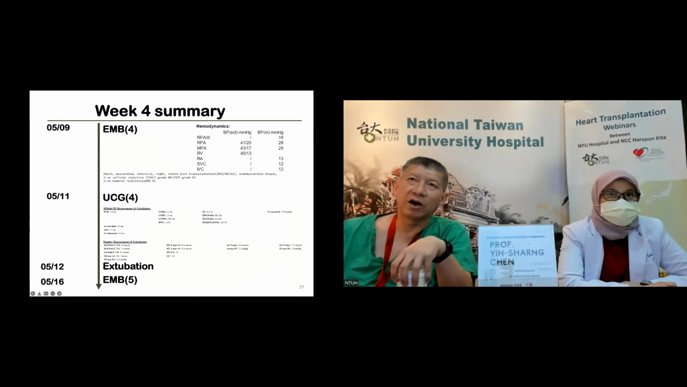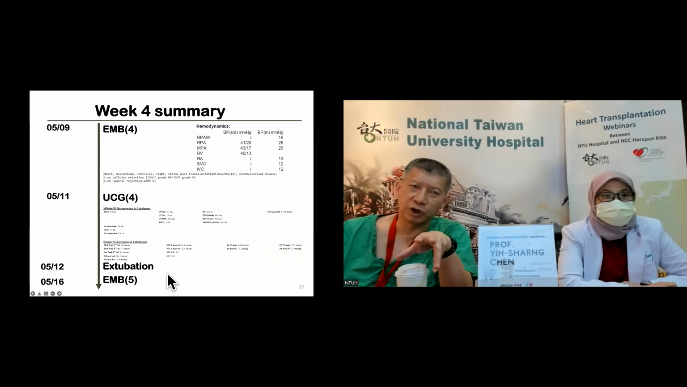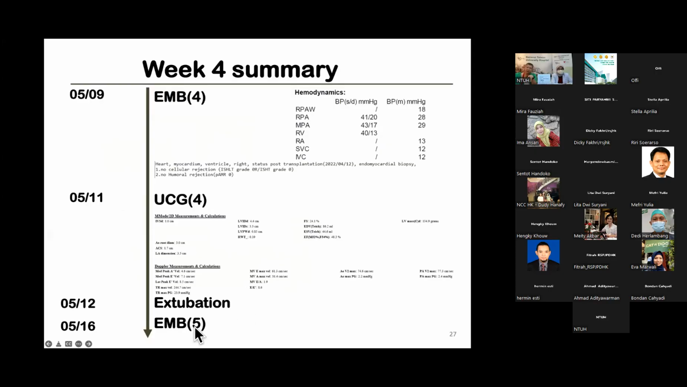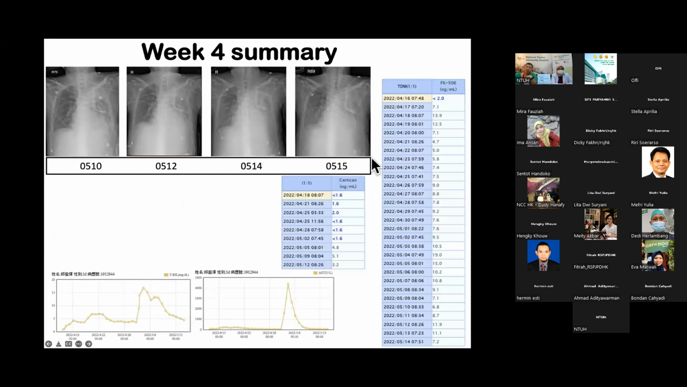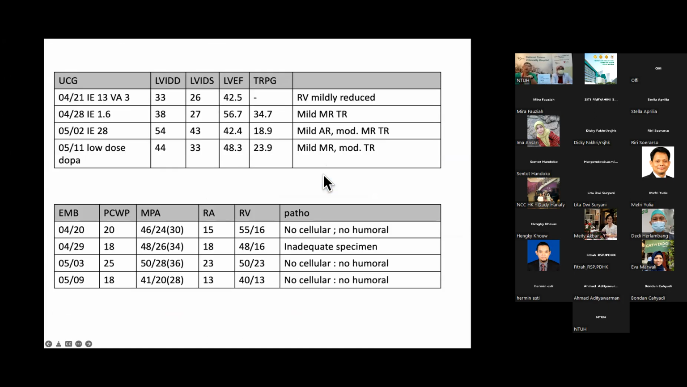Okay, and the echo shows the EF much better, become 40, and you extubate again, and the biopsy also shows good condition. Okay, this is the data we have now: the EF from 40 to 55 to 40, and the blood pressure, the PAP, is more and more stable, and the serial biopsies showed no rejection, no cell rejection, no humoral rejection.